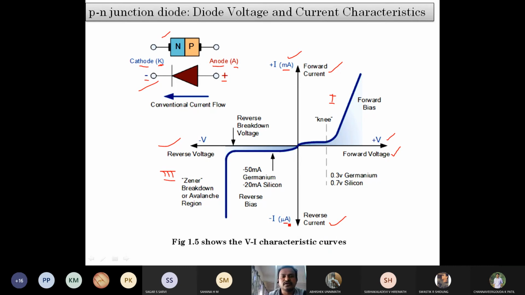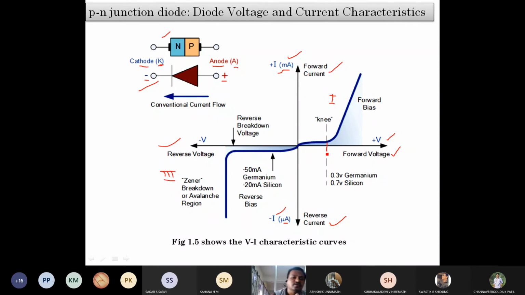In the forward current, it is in milliamperes. In the reverse, it is in microamperes. So compared to these, one is going to show maximum current and the other is going to show minimum current. Okay, so the voltage in the forward bias at which the barrier is completely eliminated.